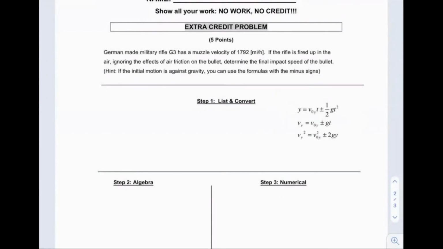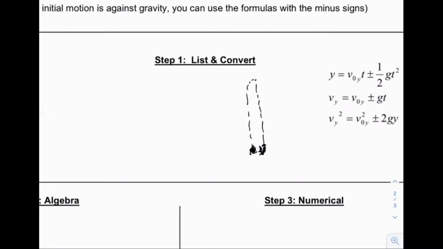All right, so it looks kind of like this. So you fire the gun up in the air. So here's the bullet. What's going to happen is this bullet is going to go up, and then it's going to come back down. Okay, now it's in the downward direction. It was in the upward direction, now it's in the downward direction. So that's what we're looking at.